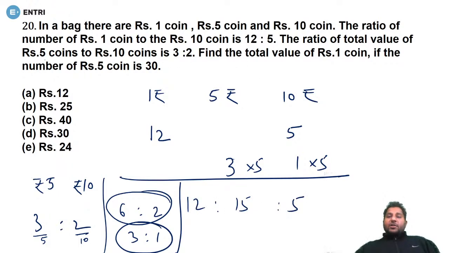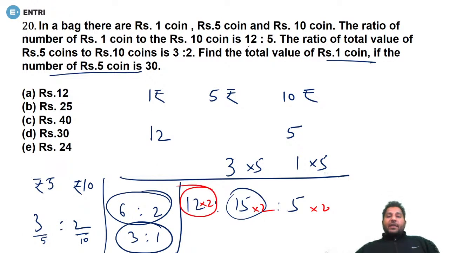Okay, so the ratio of total value of 5 rupee and 10 rupee coins has been given as 3:2. Find the total value of 1 rupee coins if the number of 5 rupee coins is 30. So 5 rupee coins is 30, that means we have to multiply by 2 to get the value of all coins. They are asking about 1 rupee coins. So 1 rupee coins will be 24. So it is a really good question. Now tell me, have you all got the concept?